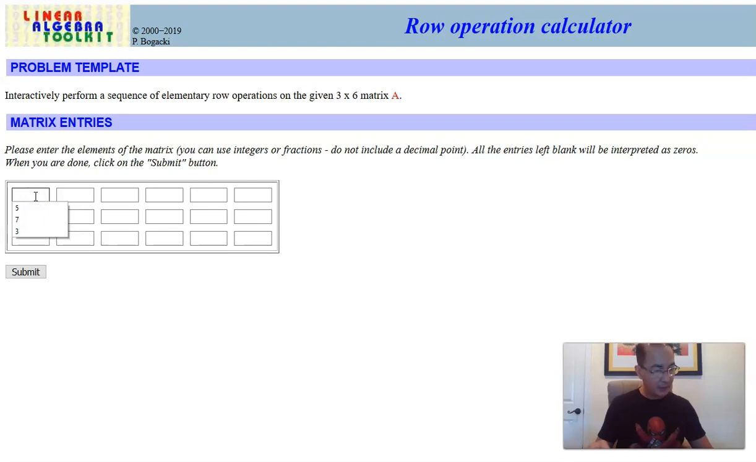Okay, so we're back to this website. So let's enter the matrix. We have 3, -8, 5, and then 2, 1, -6, and then -4, 0, 7. Okay, on the right side, we will put the identity matrix. So we have 1, 0, 0, 0, 1, 0, and then 0, 0, 1. Okay, submit.